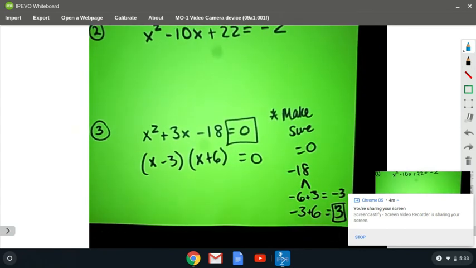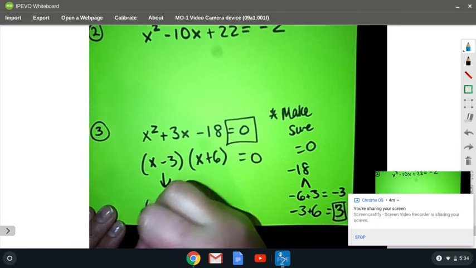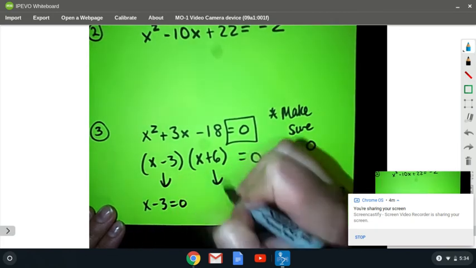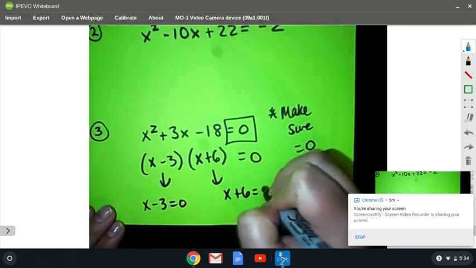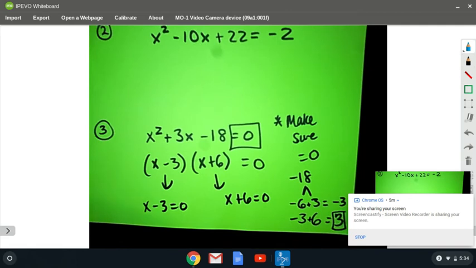Now this is where things get a little tricky. I'm now going to take this and I'm going to solve. So I'm going to take each parenthesis, set it equal to 0, and solve for an x value.